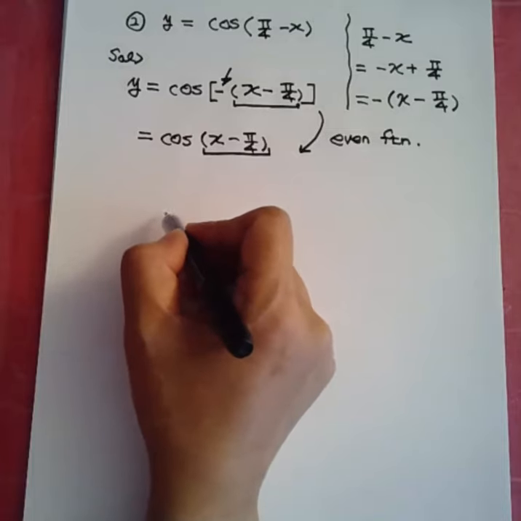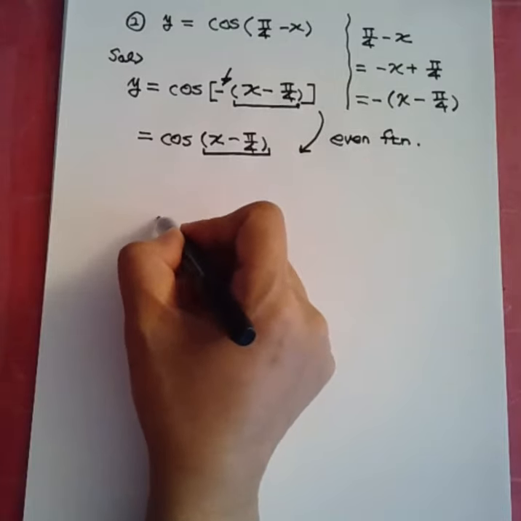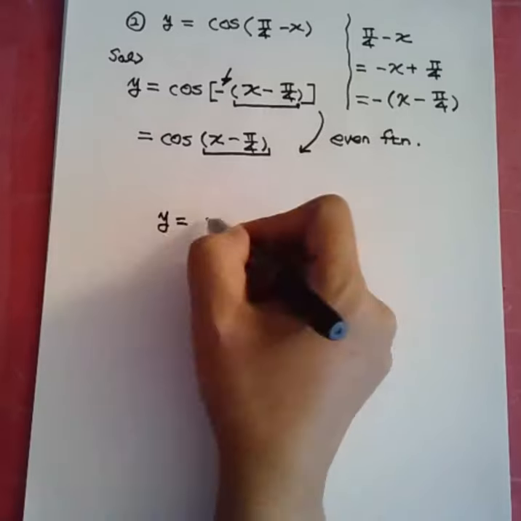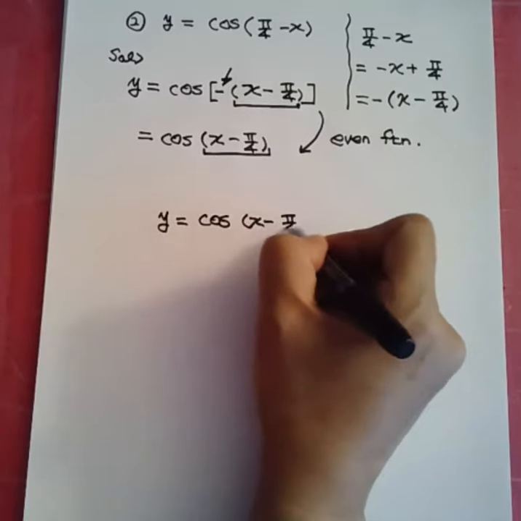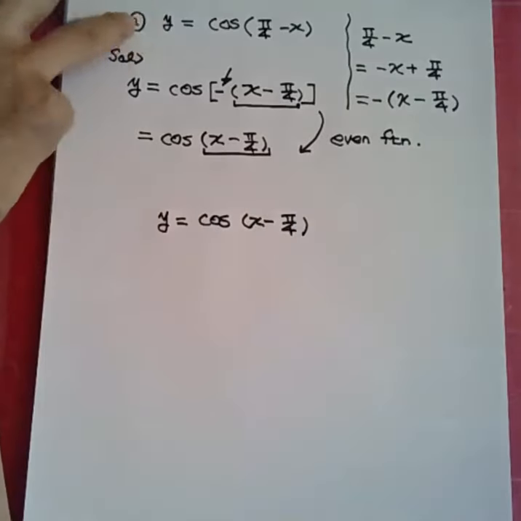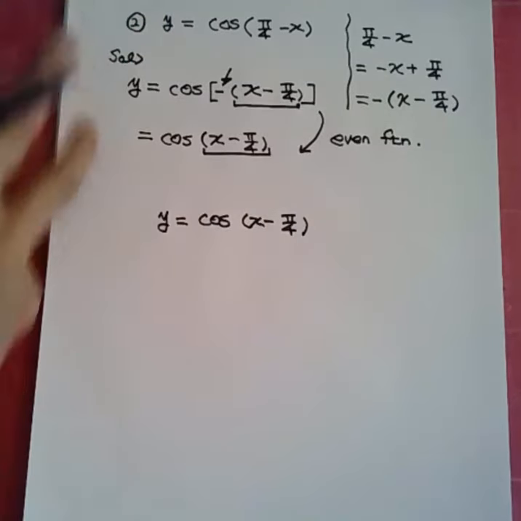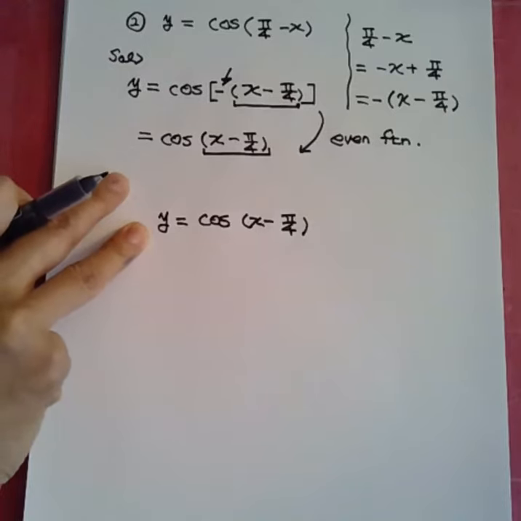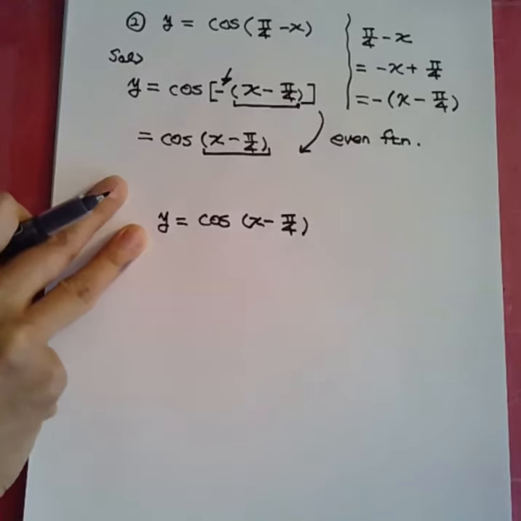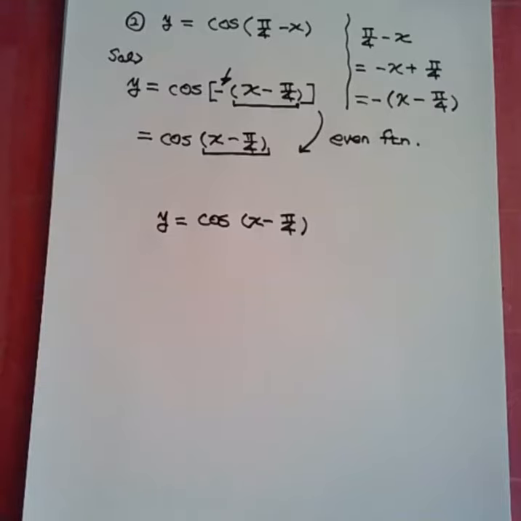Now let's analyze what's going on. y equals cosine of x minus pi over 4. Instead of thinking about this function, we will just think about y equals cosine of x minus pi over 4, because those will be the same.